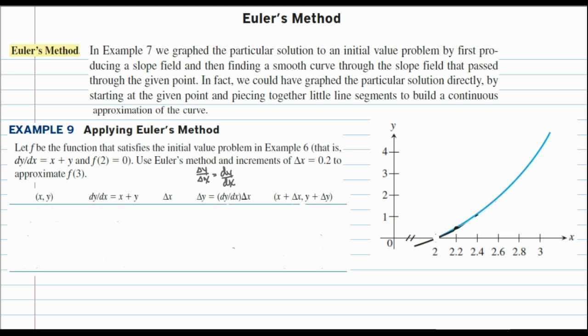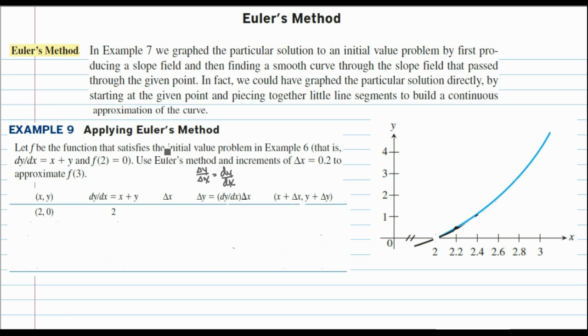If we're going to change x by 0.2, that means we're going to use f of 2, f of 2.2, f of 2.4, f of 2.6, f of 2.8, etc., until we get to f of 3. All right, so let's start with 2 comma 0. The derivative at that point is 2. Plug in 2 for x, 0 for y.